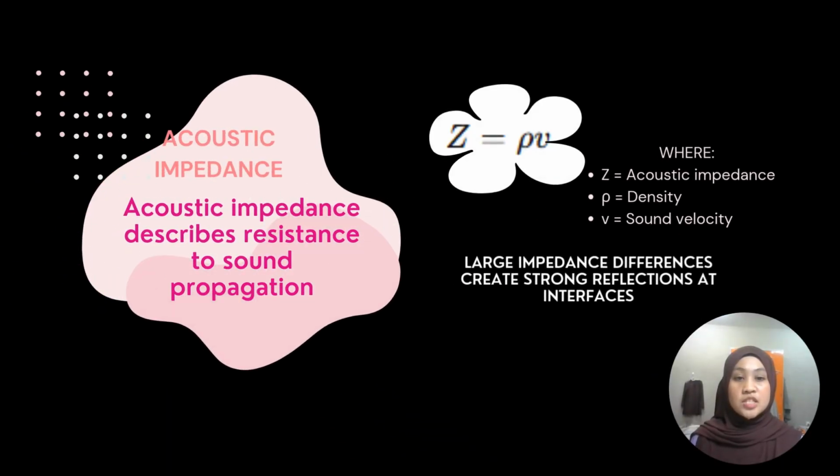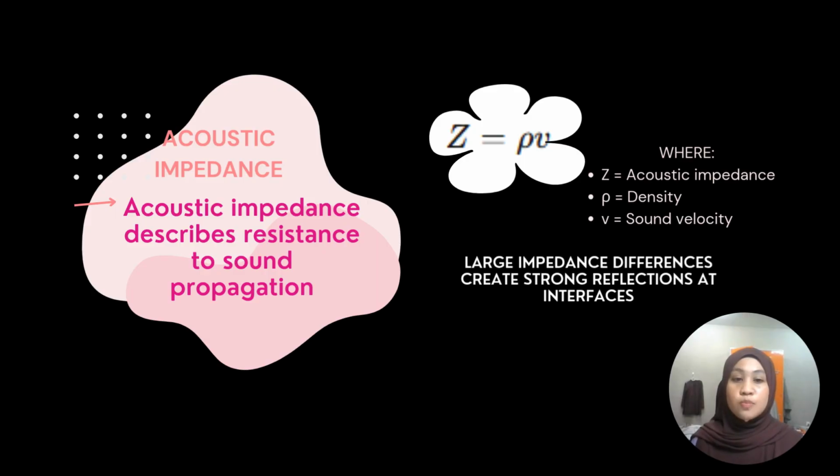Acoustic impedance is defined as the product of a material's density and sound velocity. It represents how much resistance a material offers to the propagation of sound wave. Different materials have different acoustic impedance values. When ultrasound travels between two materials with different impedances, part of the wave is reflected while the remainder is transmitted. This principle is fundamental to many ultrasound applications, especially medical imaging and industrial inspection.